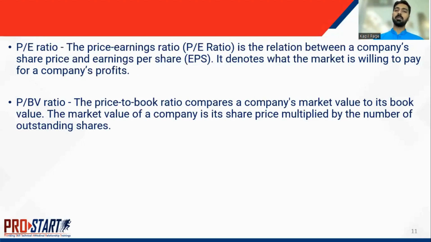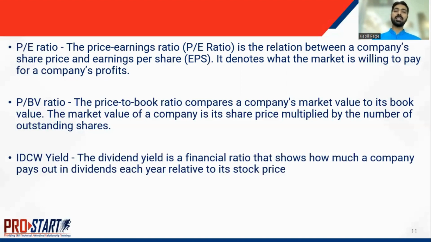Then we have the PBV ratio, that is the price to book value ratio. It compares the company's market value to its book value. So if the book value is higher and the price of the company is lower, that is a great scenario, so that you can buy this stock or security at a lower price, and then finally it will achieve its real book value in the coming time. So you are buying it undervalued. If the price is higher and the book value is lower, that is known as overvaluation.